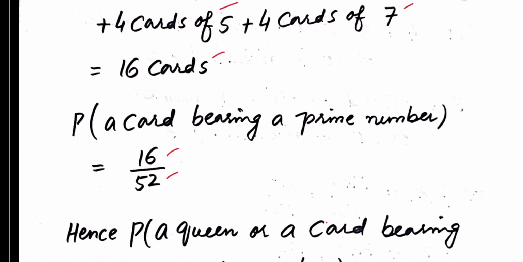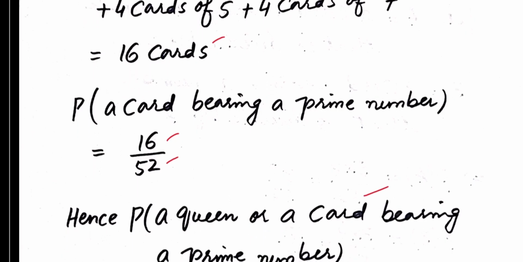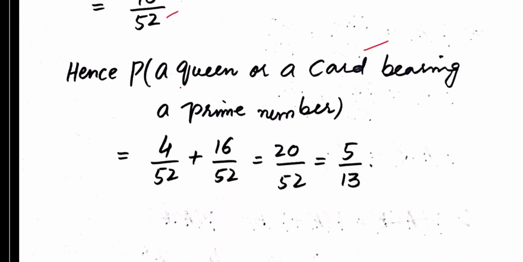Hence, a coin or a card bearing a prime number. Actually, these two events are mutually exclusive events, because on a coin card there is no number. You cannot say that the card of king is 11, or the card of coin is 12. There is no counting on these picture cards. So these are mutually exclusive events. Probability of a coin is 4 over 52. Probability of a card bearing a prime number is 16 over 52. That gives, after simplification, 20 over 52, that is equal to 5 over 13.